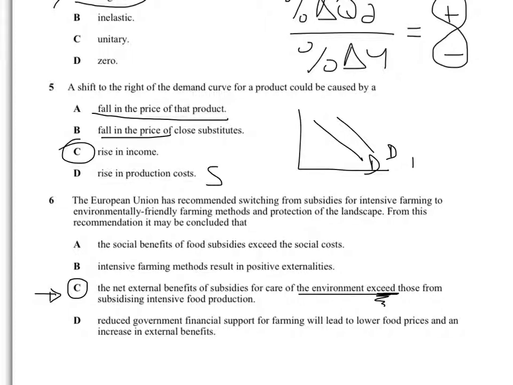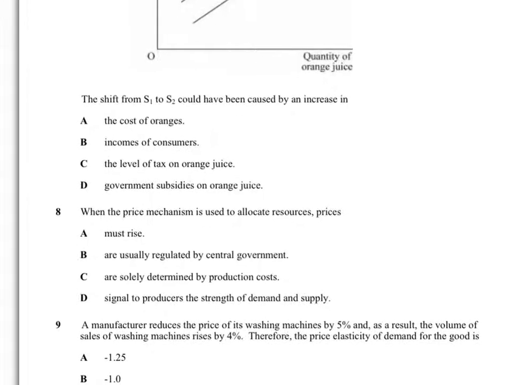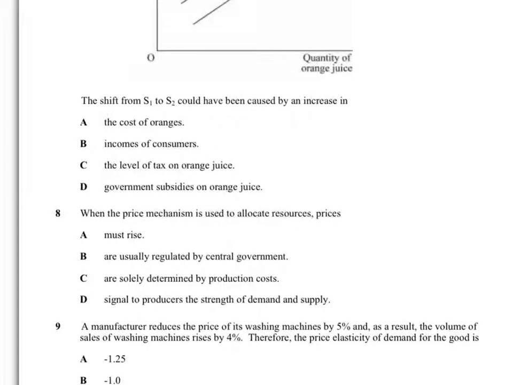We'll move on. Question 7. The diagram below shows 2 supply curves. What's happening to supply? It's increasing. We're looking for something that's going to increase the level of supply. Again, be careful about what's happening here. Look for that word within the stem. It's an increase in this factor. So an increase in costs would cause a decrease in supply. So that's not the right answer.